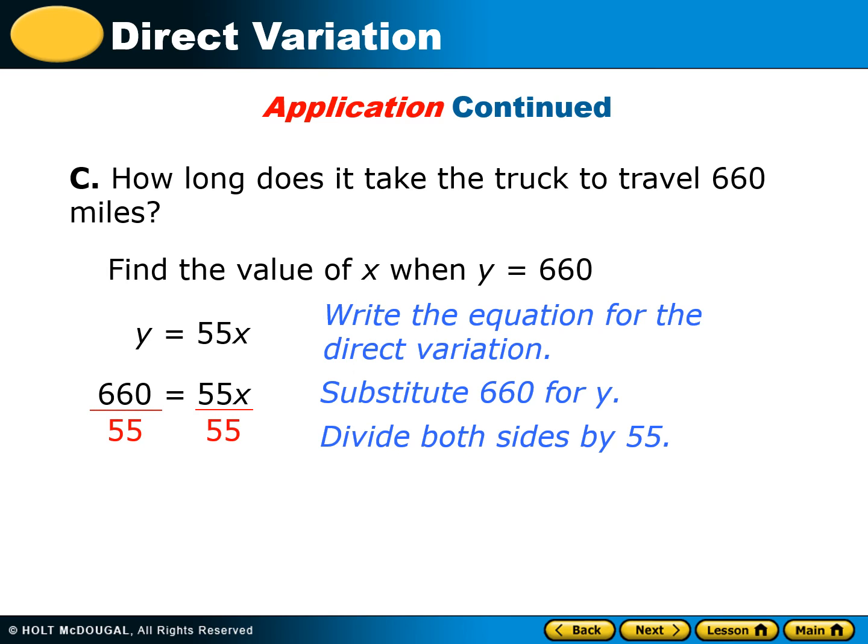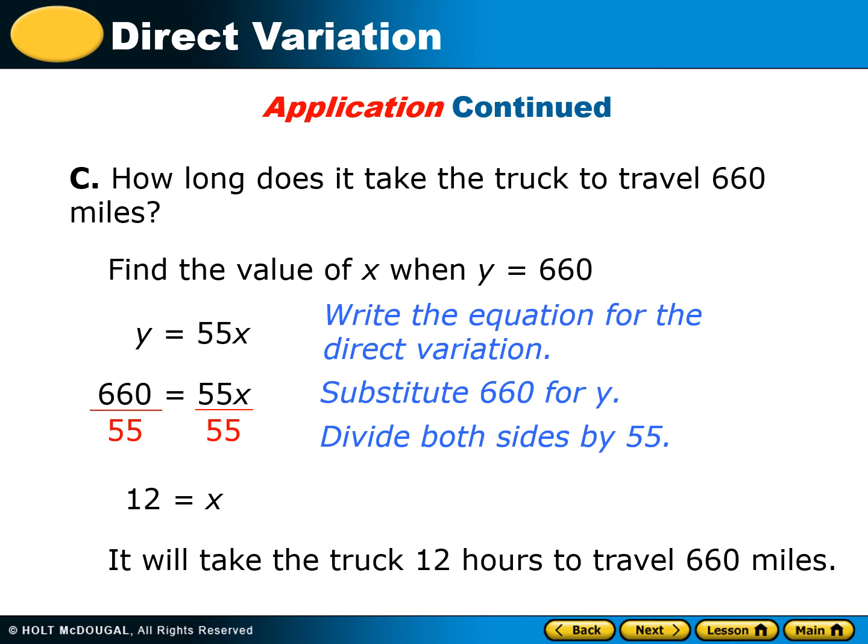And then we are going to divide both sides of the equation by 55. Then x will be equal to 12 because 660 divided by 55 is equal to 12. So it will take the truck 12 hours to travel 660 miles, using the direct variation equation y equals 55x.